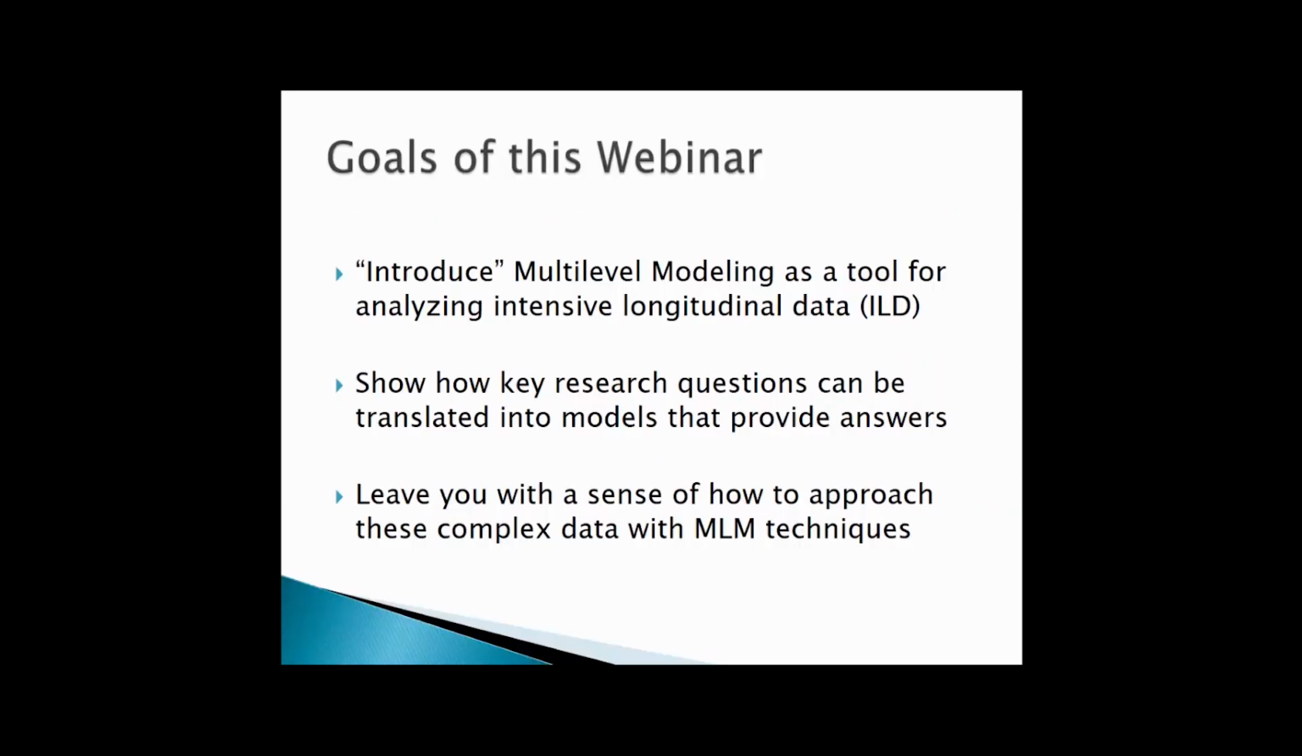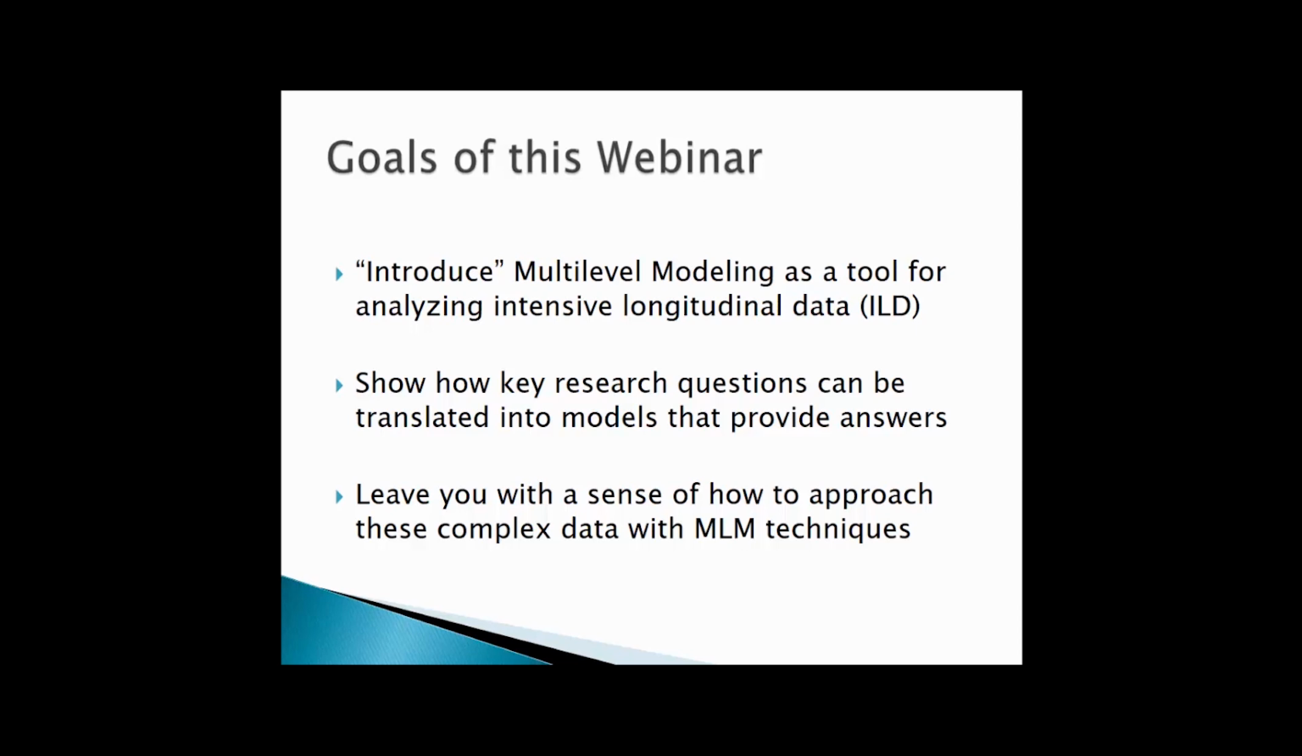So what are the goals of the webinar today? What I'd like to do is introduce, and I put introduce in quotes, multi-level modeling as a tool for analyzing intensive longitudinal data. The introduce is in quotes because I know that many of you out there are familiar with multi-level modeling already. But I would like to present multi-level modeling as a tool that is well designed to address some of the conceptual and statistical questions that we have for intensive longitudinal data.